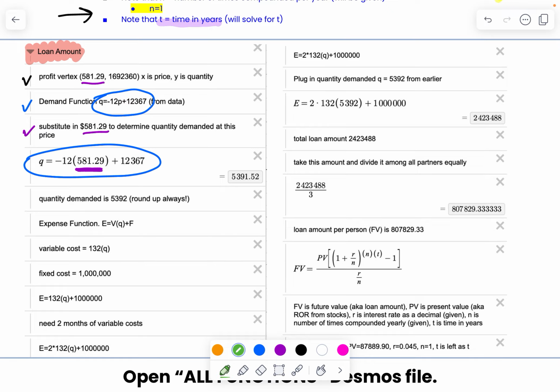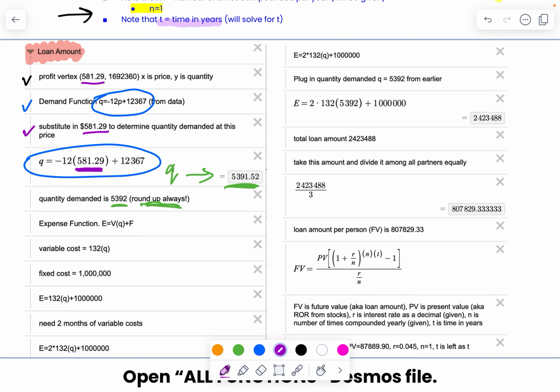And now this gives me my quantity demanded. Okay, this is a quantity. If that's a quantity, we have to always round it up. I can't have 0.52 of a product. I'm just going to round it all the way up. Ignore all of your rounding rules, just round it up.